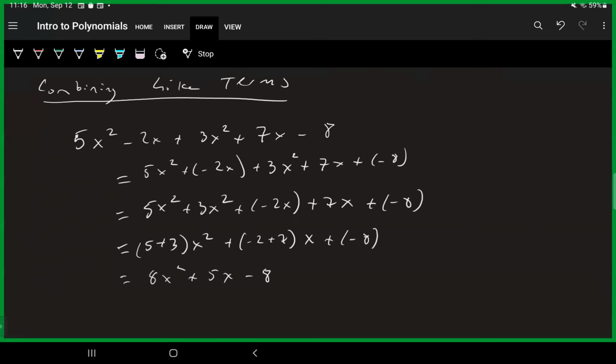Again, a lot of folks are going to do this in their head. They're going to look up at the original polynomial and say, well, I have 5x squared and a 3x squared. 5 plus 3 is 8. Negative 2 plus 7 is going to be a positive 5. So I have 5x. And then negative 8 is just hanging out by itself, so it's carried down. And a lot of this does, again, happen in the head for a lot of folks. But if you need to write it down or if you need to justify any of your steps, this is how that works.